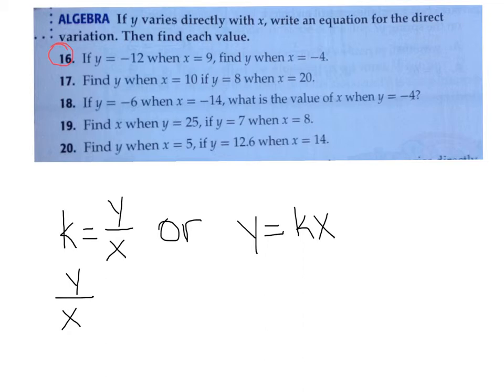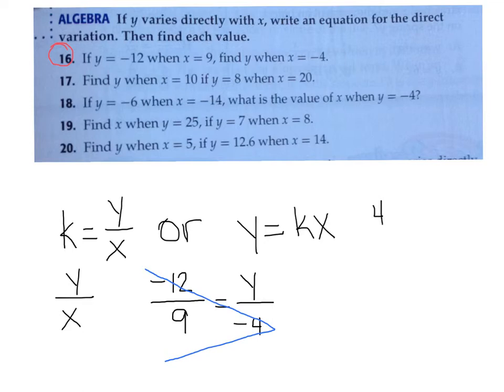Okay, so I know that y varies directly with x. It says if y equals negative 12 when x equals 9, find y when x equals negative 4. So I don't know what y is. Y's are on top. Then you can use your calculator and say negative 12 times negative 4, and that is a positive 48.